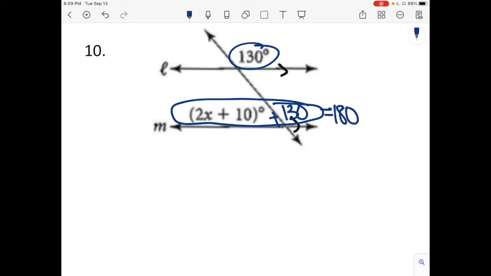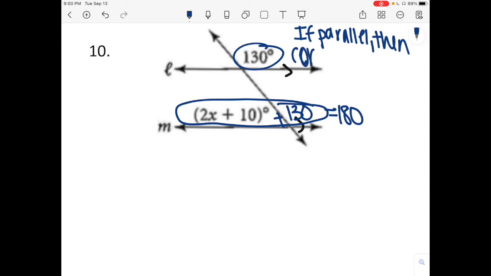So I utilized if parallel, then corresponding is congruent. So I did that first, and then I did straight angle supplementary, or straight line supplementary.